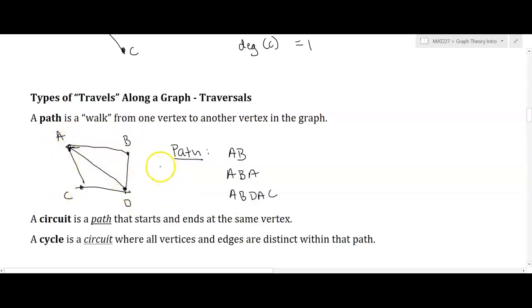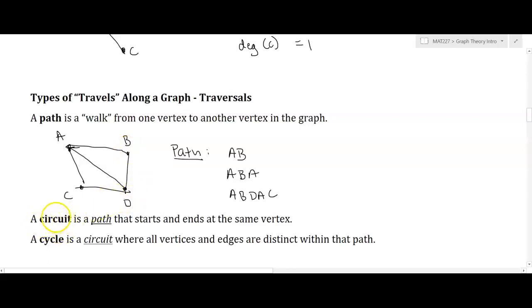Essentially, there are infinitely many, because we could go A, B, A, B, A, B all day long. So there are really infinitely many paths that you could take in this network. We want to start placing some restrictions on these paths because a lot of times we don't want to just start and stop at random places.